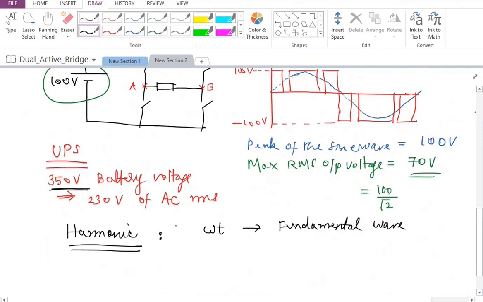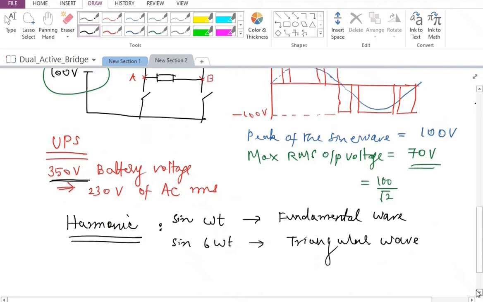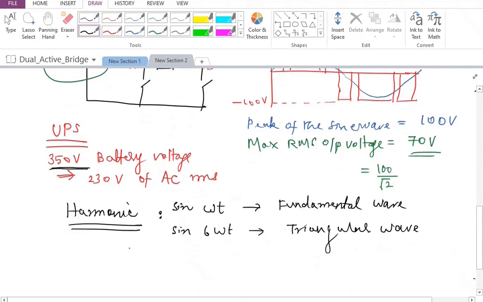So let us say this is sine omega t. The triangular wave now is going to be sine 6 omega t or sine 9 omega t or whatever. So this is going to be the triangular wave's frequency. It's not sinusoidal, but I'm just approximating. So when you look at these two being superposed on each other, we are going to have sine omega t and sine 6 omega t superposed on each other.